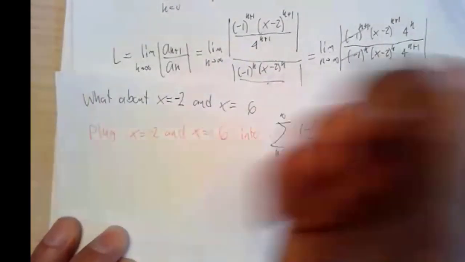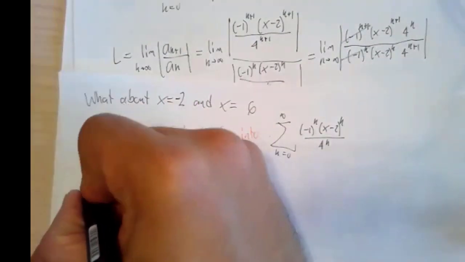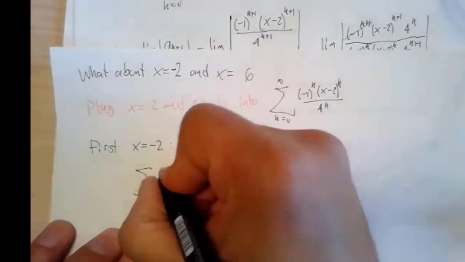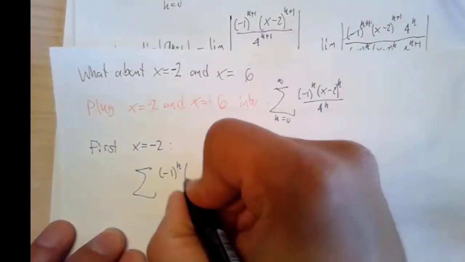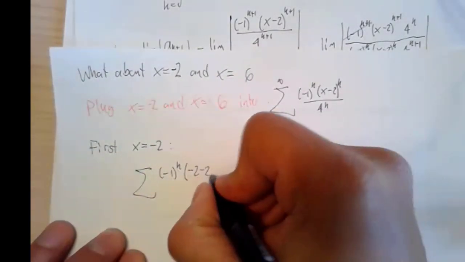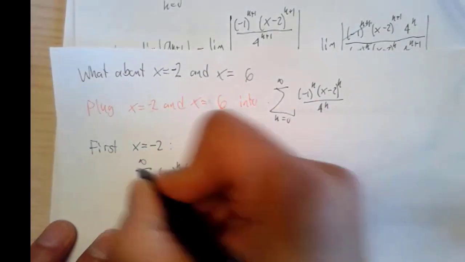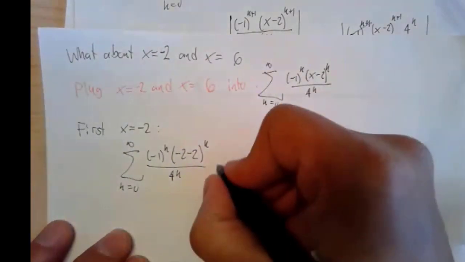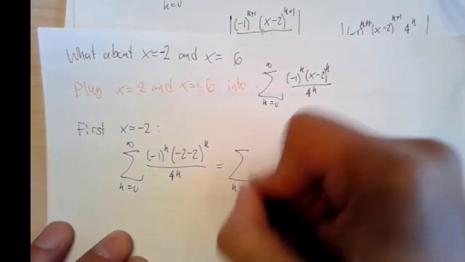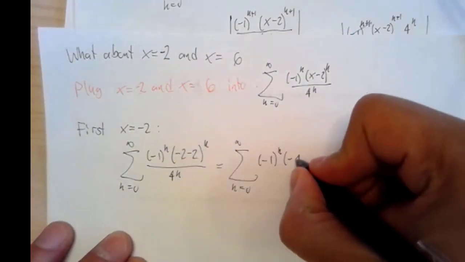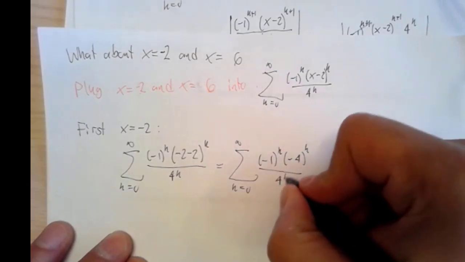So let's start. Let's start with -2, it doesn't matter. We need to do both of them, so we may as well pick one. So first, let's do x equals -2. Well, we plug it into the power series. So it will be the sum from 0 to infinity of (-2 minus 2) to the power k divided by 4 to the k. All right, let's simplify this. -2 and -2, that's -4 to the k over 4 to the k.